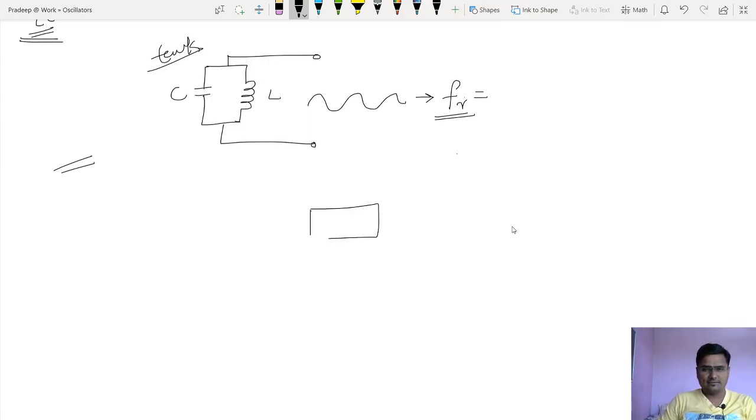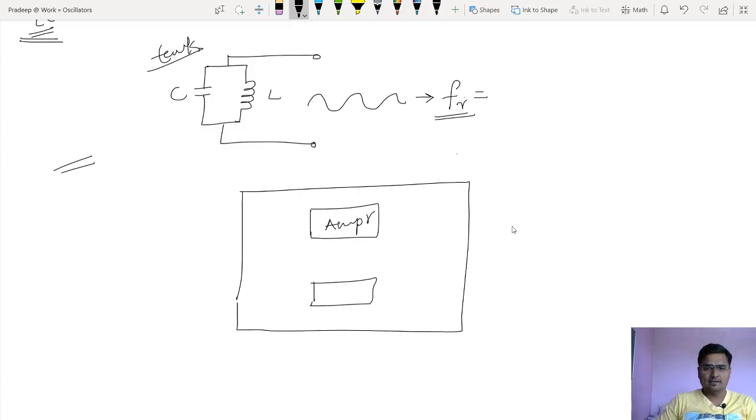Look at this, what we have. This is my amplifier, and this is a feedback network. The whole system we refer to as an oscillator. The amplifier's output is connected to the feedback network, and the feedback network is connected back to the amplifier. This is my feedback network.